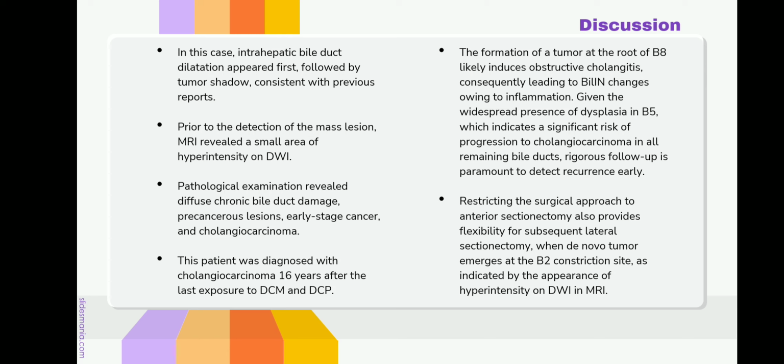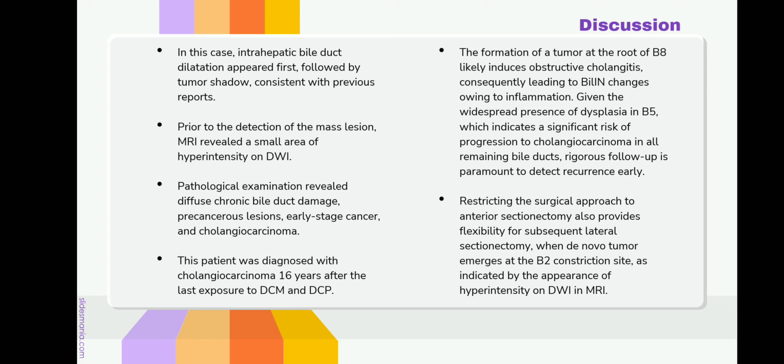This patient was diagnosed with cholangiocarcinoma 16 years after the last exposure to DCM and DCP, which are carcinogenic dyes. The formation of a tumor at the root of B8 likely induces obstructive cholangitis, consequently leading to biliary intraepithelial neoplasia changes owing to inflammation. Given the widespread presence of dysplasia in B5, which indicates a significant risk of progression to cholangiocarcinoma in all remaining bile ducts, rigorous follow up is paramount to detect recurrence early.